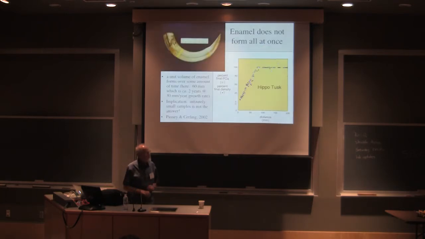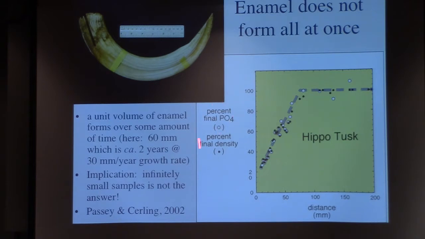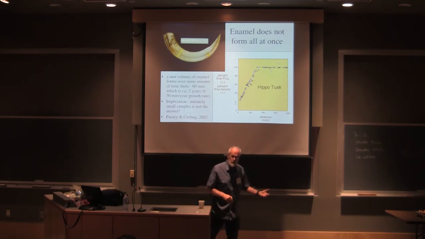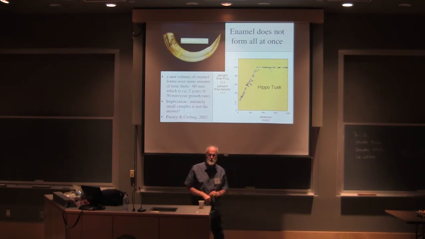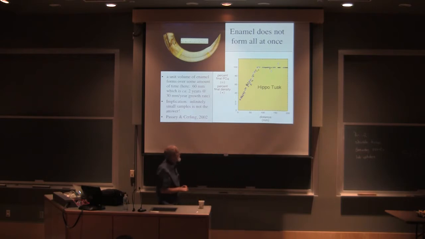And so this is what I described. Okay, Ben measured the density of the tooth. This is a hippo tusk. He just measured the density of the tooth, or the fraction of phosphorus on a volume basis. And you can see that the initial value is about 25%, and then it takes about 50 millimeters of time, whatever that is, to form the rest of the tooth. It turns out that's about a year or 2 years. Okay? And then it reaches a final constant value.